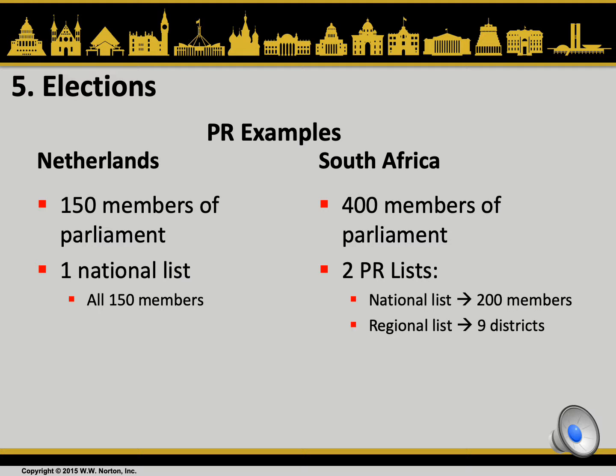Whereas South Africa is more of a federalized system of government. There's a national list of 200 members and then a regional list of 200 members distributed across 9 districts. So there's a national vote along multiple parties that seats 200 members, and then each region has its own elections to place members of parliament based on the interests of their region.